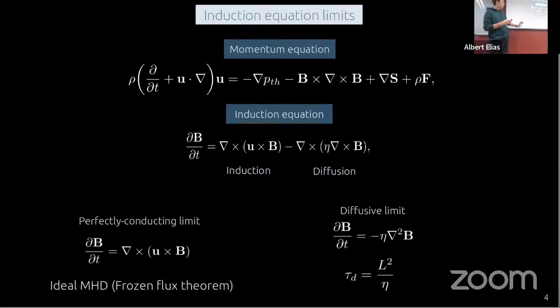There are two limits. When the diffusion term is negligible, you have a perfectly conducting fluid. This is called the ideal MHD model, which has a huge frozen flux theorem behind it, and it's one of the pillars of MHD. But what I wanted to get to is the diffusive limit, when the induction term does not play a role. This diffusive limit, which gives this small equation, predicts a decay of the magnetic field.